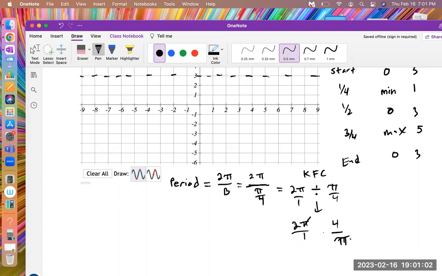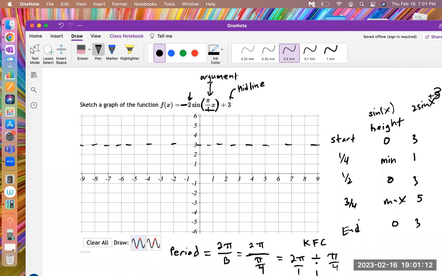Now the pi's are going to cancel, since I have one on top and bottom. We can divide by pi on top and bottom there, and then I get 2 times 4, which is 8. So our period is 8. That means between 0 and 8, that's where we're going to have the full cycle.